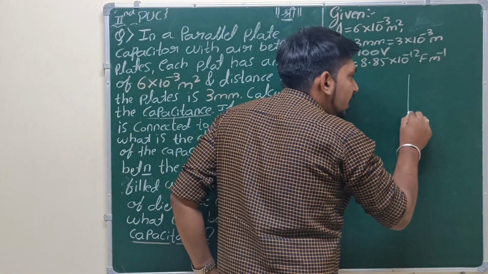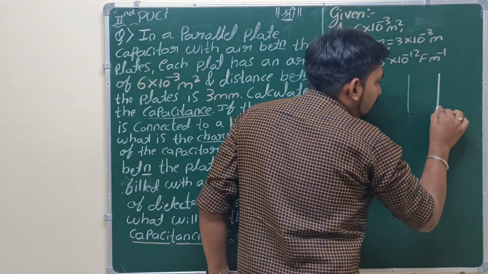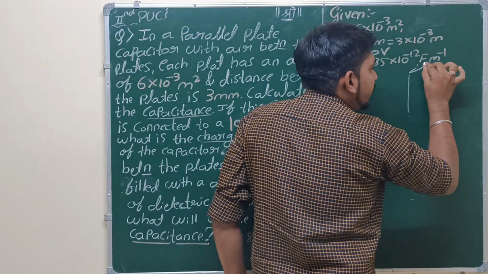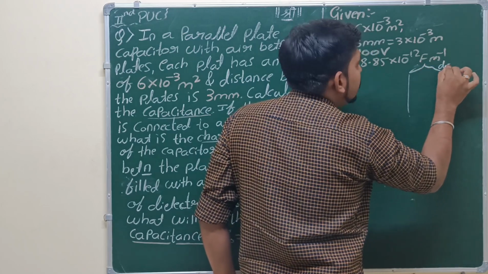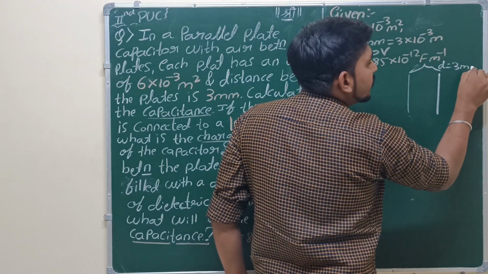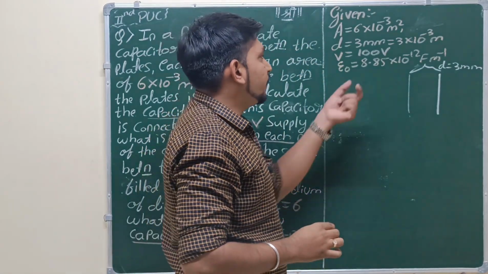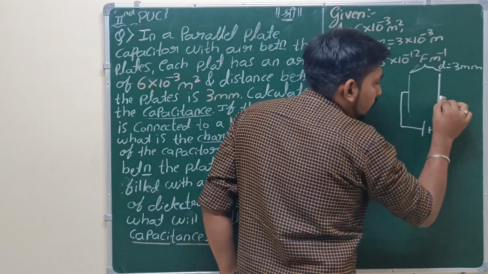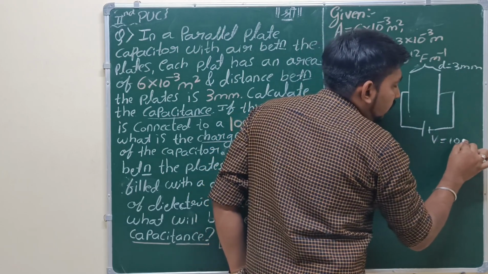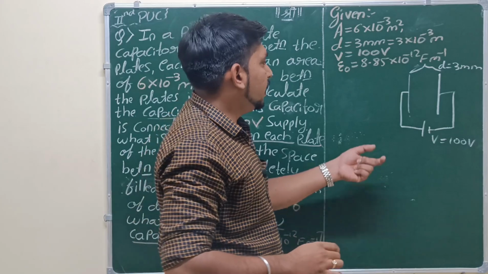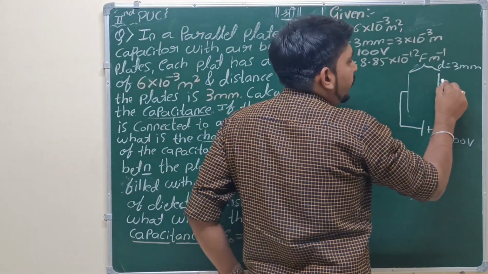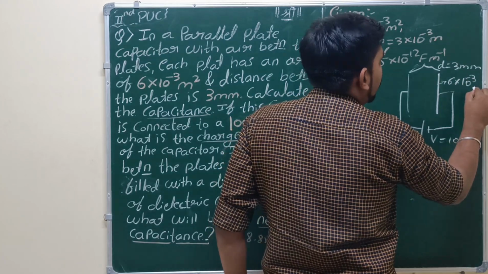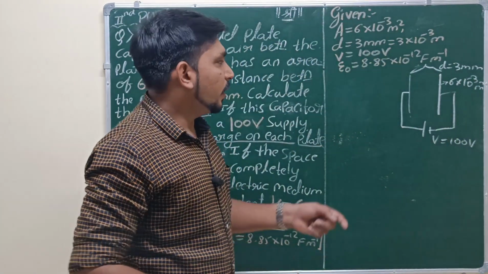So there is a parallel plate capacitor. The distance between the two plates, D, is 3 millimeter. It is connected to a voltage of 100 volt supply. The area of each plate is 6 into 10 raised to minus 3 meter square. So this is the area of each plate.